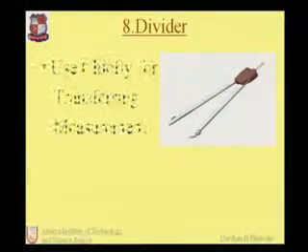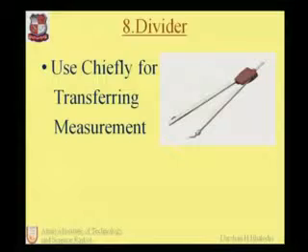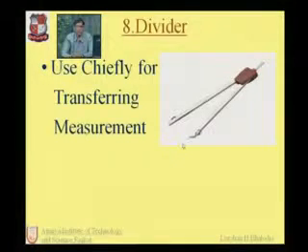Now the next one is the divider. The divider also looks like the compass, but the difference is that at the end of the two arms it has needles. In the case of the compass, the first arm has a needle and the second arm has lead, but in this case it has two needles.